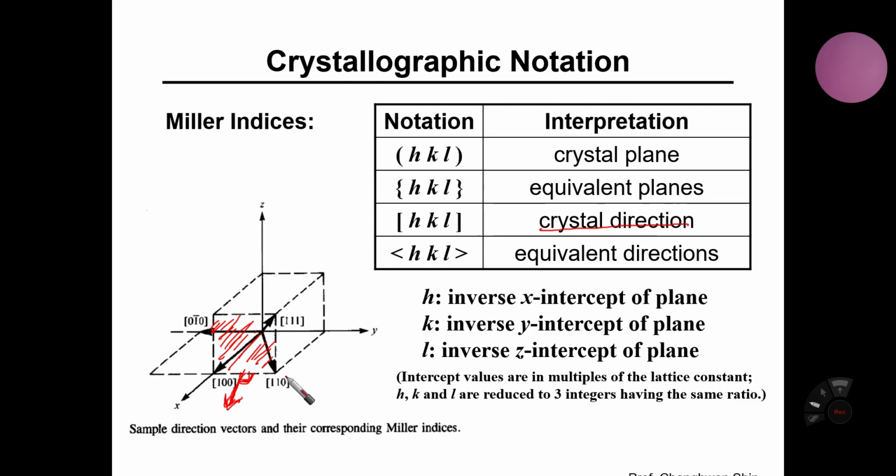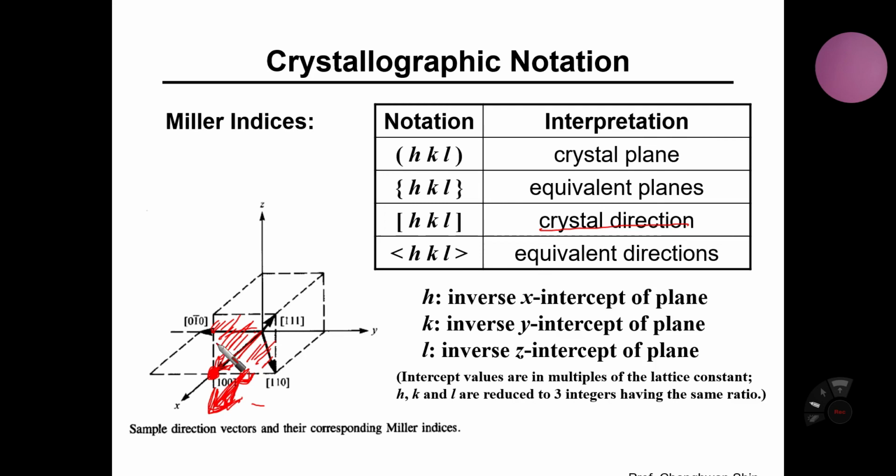The crystalline direction is quite well matched to the vector analysis in your calculus class. Okay, so calculate the vector of this one. Well, this is very simple. Just pick up a certain point within a plane and calculate the vector value.